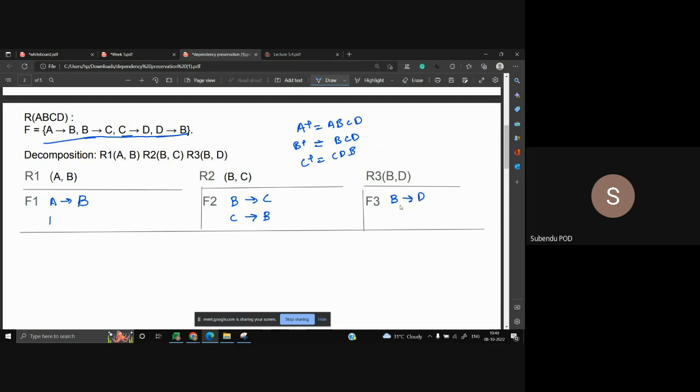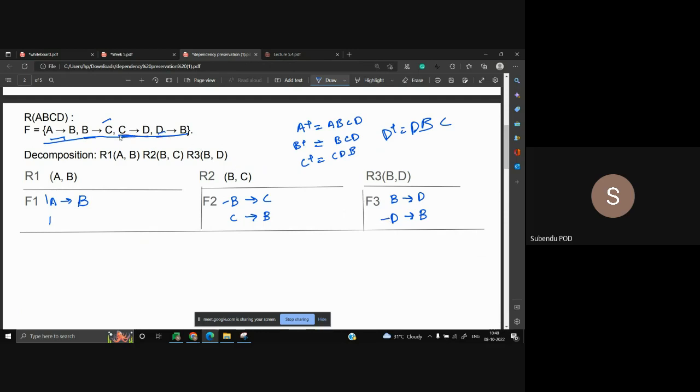Now we have to check the D closure. What will we get? D, B, C. You can write D determines B, right? Now we can see that A determines B is preserved. A determines A is preserved. B determines C is also preserved. D determines B is also preserved.